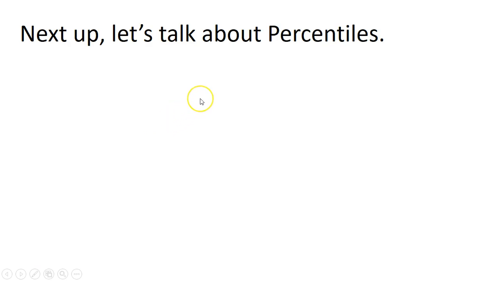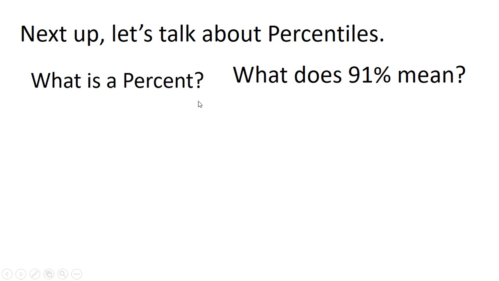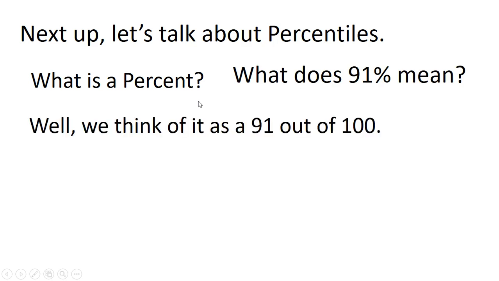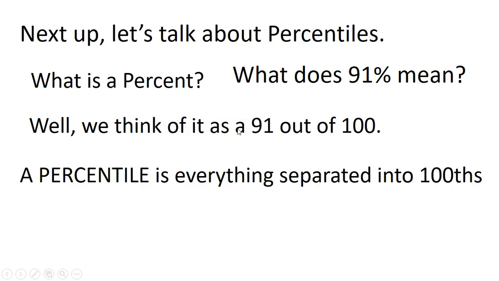Next up, let's talk about percentiles. Okay, what is a percent? Well, what does 91% mean? We think of it as 91 out of 100 when we look at these percentiles, but a percentile is everything separated into 100ths. That's basically what a percentile is.